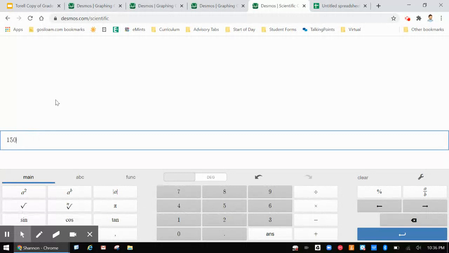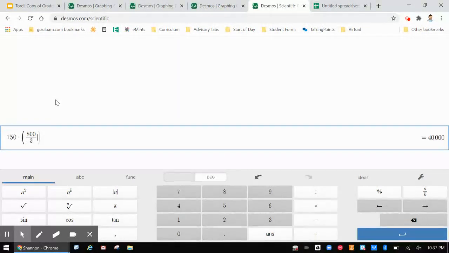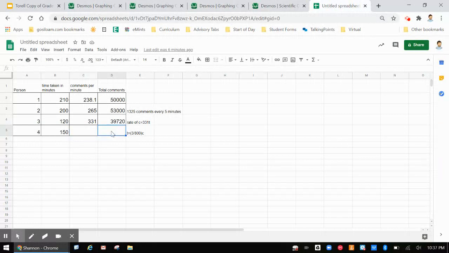Just to show, when we're dealing with reciprocals, we could have flipped that over and gone 150 times the reciprocal of 3 over 800, and that's 800. All right, so we can plug in 40,000 here. We still need to figure out this number, and that's just 40,000 divided by 150. And that should be 266 point something.